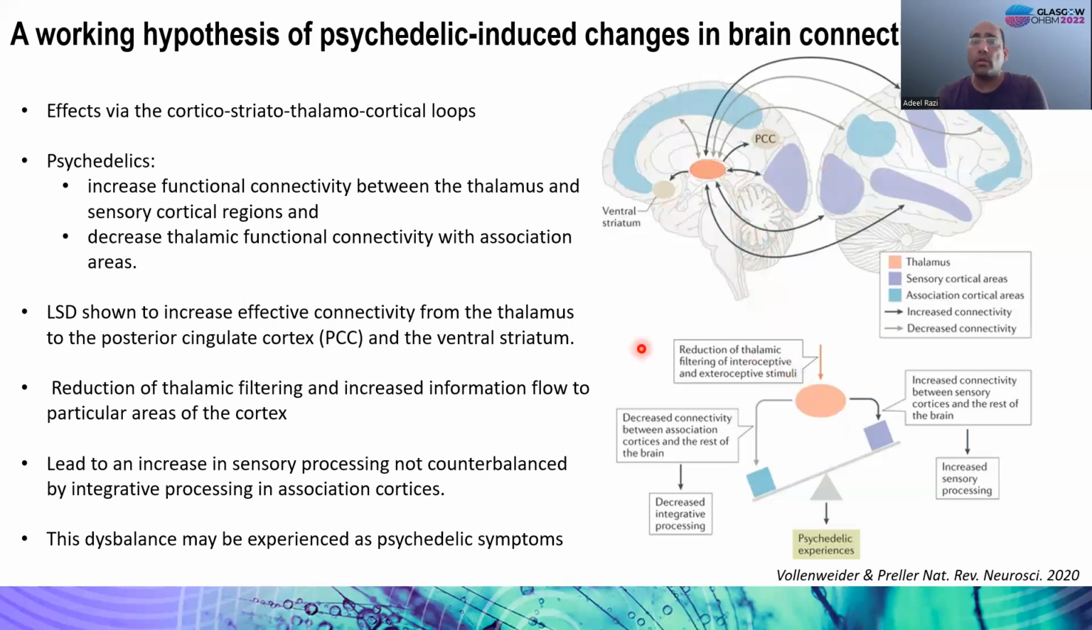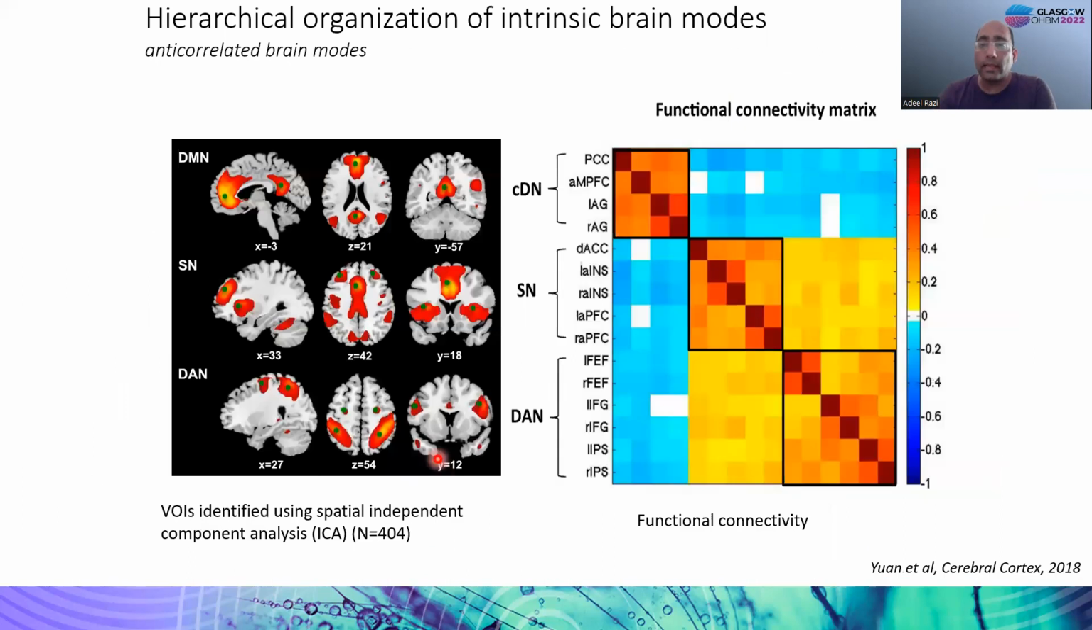Now, these overall effects result in a reduction of thalamic filtering, which is because there's an increased connectivity between sensory areas and the rest of the brain, which is not counterbalanced by the decreased integrated processing in the association cortex. This imbalance results in what we call the psychedelic experience. So this is a working hypothesis. One piece of evidence is what I showed you on the previous slide. Then we also looked into how these drugs might impact the hierarchical organization of larger scale brain modes.